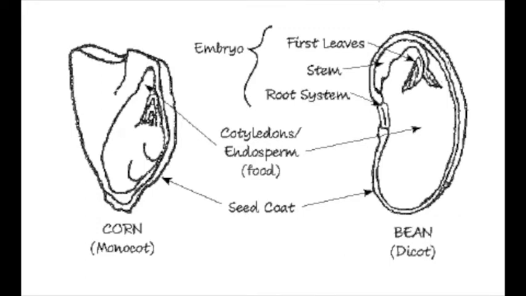Now it's time to put those drawing skills to the test. Have students recreate these anatomical drawings of seeds and label the parts that they previously defined. This can also be done in their garden journal.